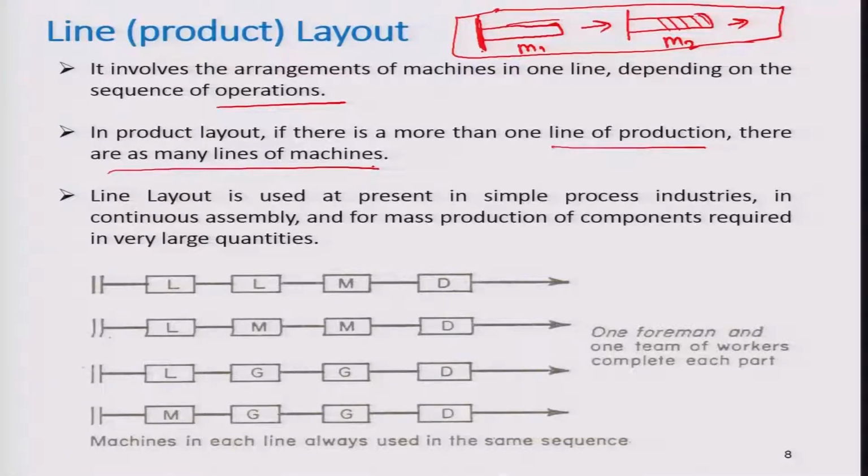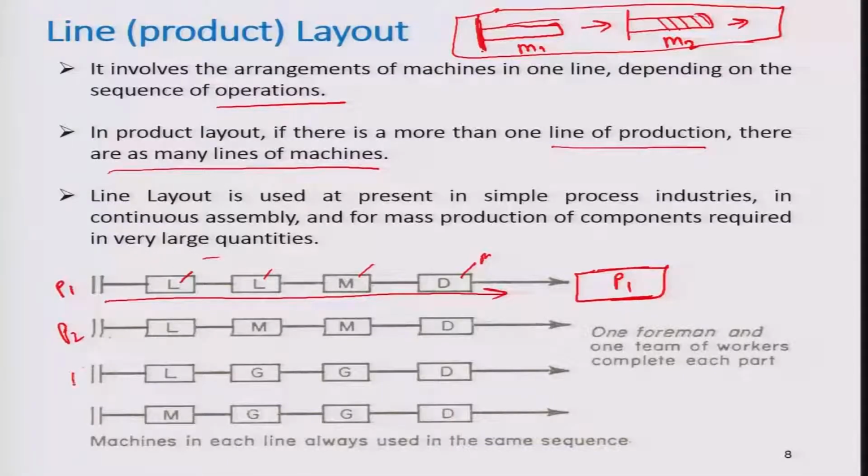Line layout is used at present in some simple process industries, in continuous assembly, and for mass production of components required in very large quantities. Here in this example you can see that product 1 will get processed in this way: this is machine M1, M2, M3 and M4, and finally it will come out of your workshop as the final product.